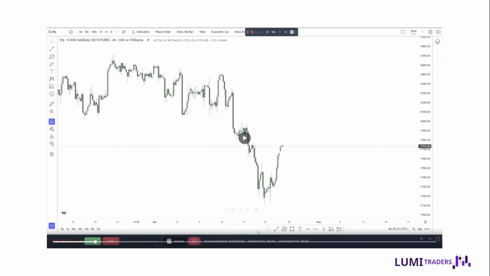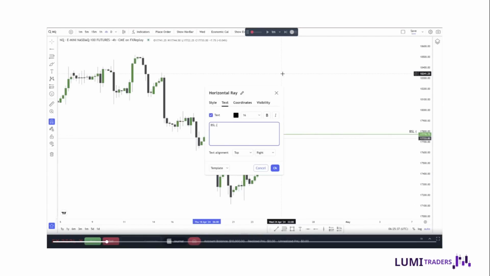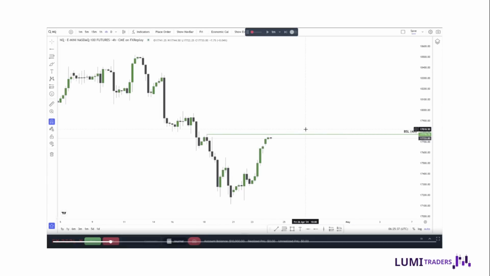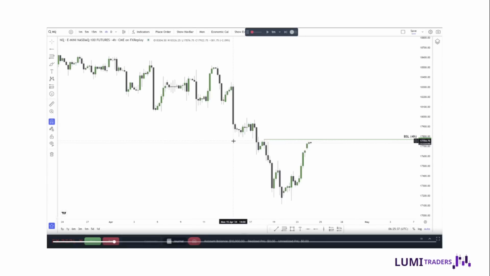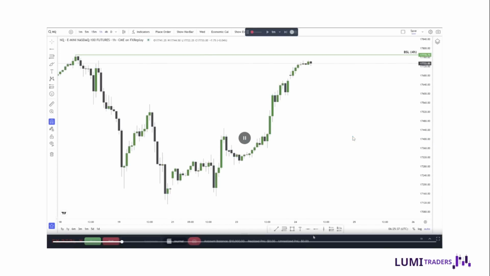So of course I want to start from higher time frame. I'm not going to just randomly pick any accumulation, any manipulation, and any distribution. Now I want to start my analysis from higher time frame, and let's see what the market actually wants to offer us. We have buy side liquidity. I switch to the 1-hour chart right now.